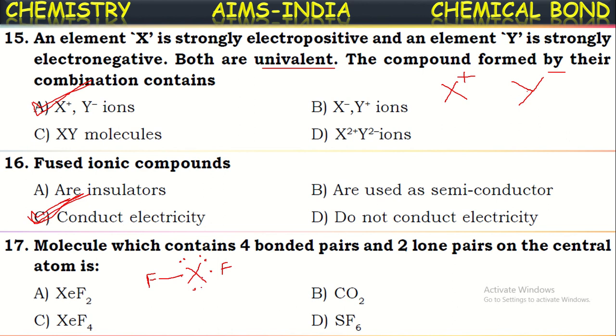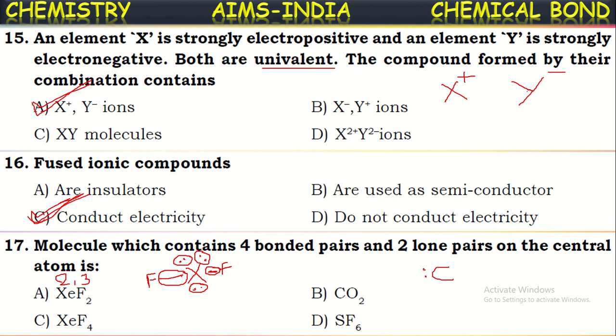What happened here? Now we can say these two are bond pairs and these three come under lone pairs: 1, 2, 3. So we can say 2 bond pairs and 3 lone pairs here. If we see the case of the carbon dioxide molecule, the central atom is carbon.